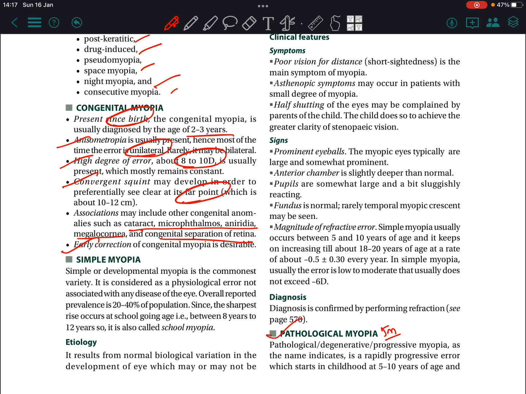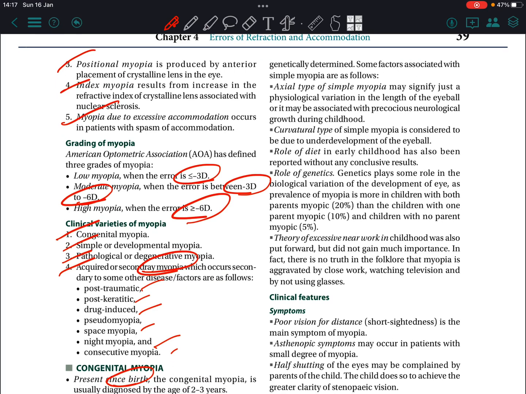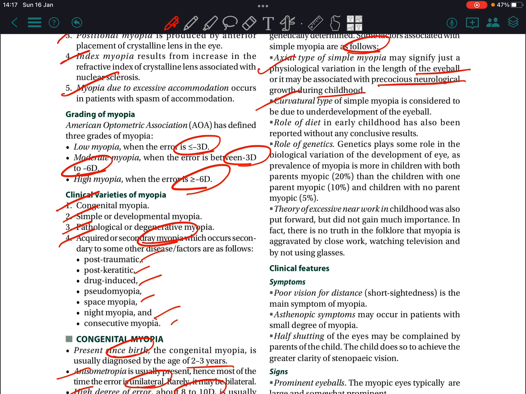Simple myopia is the commonest variety, seen in school-going children 8 to 12 years old. School myopia: the overall reported prevalence is 20 to 40% of the population. It is a physiological error. Etiology: it results from normal biological variation in development of the eye, which may or may not be genetically determined. Some factors associated with simple myopia are as follows. Axial type of simple myopia signifies just a physiological variation in length of the eyeball, or it may be associated with precocious neurological growth during childhood. Curvature type is considered due to underdevelopment of the eyeball.